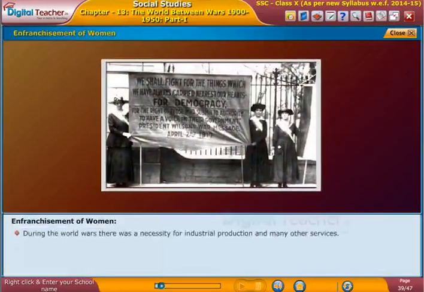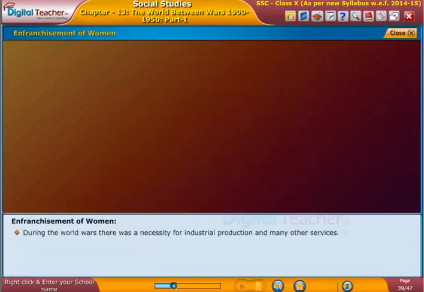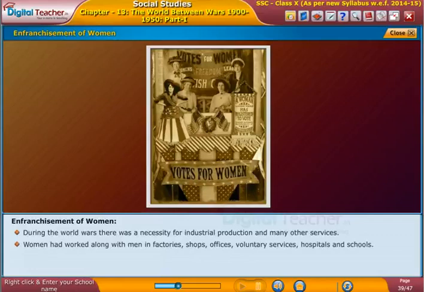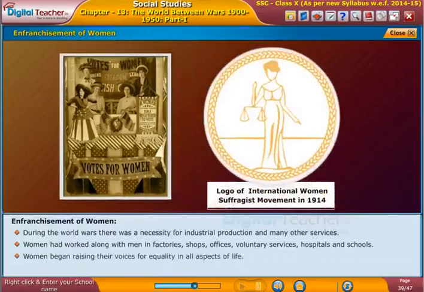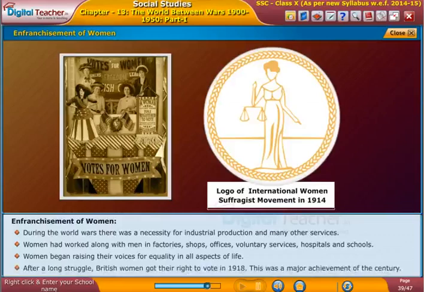Enfranchisement of women. During the World Wars, there was a necessity for industrial production and many other services. Women had worked along with men in factories, shops, offices, voluntary services, hospitals and schools. Women began raising their voices for equality in all aspects of life. After a long struggle, British women got their right to vote in 1918. This was a major achievement of the century.